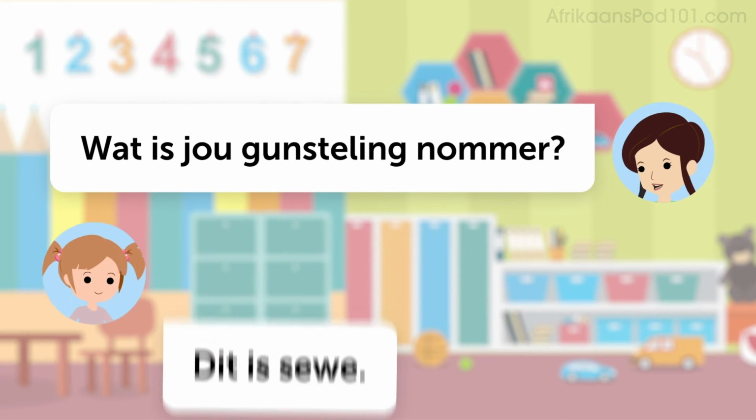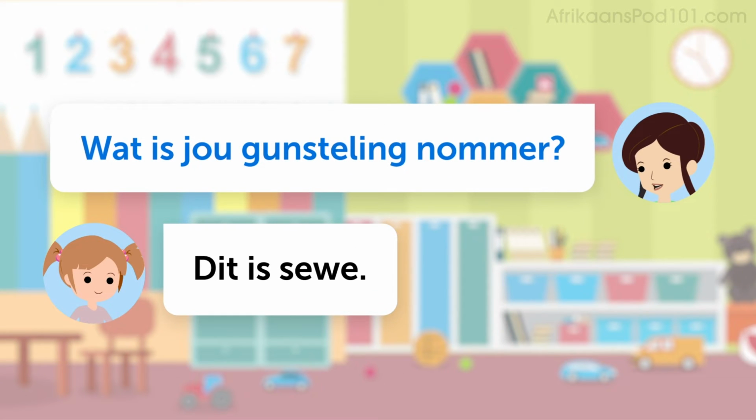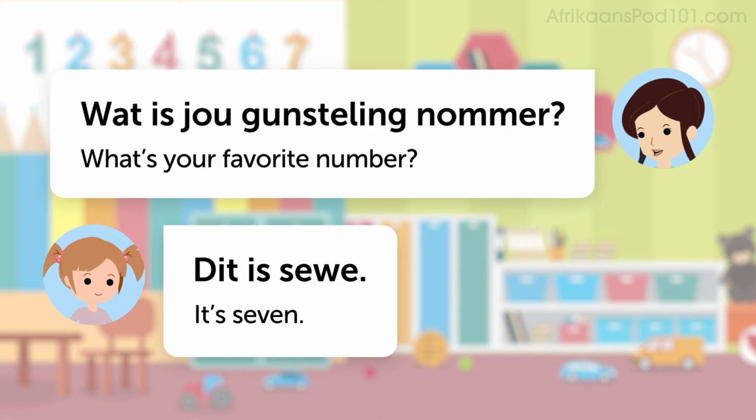Listen to the dialogue. Wat is jou gunsteling nommer? Dit is 7. Once more with the English translation. Wat is jou gunsteling nommer? What's your favorite number? Dit is 7. It's 7.